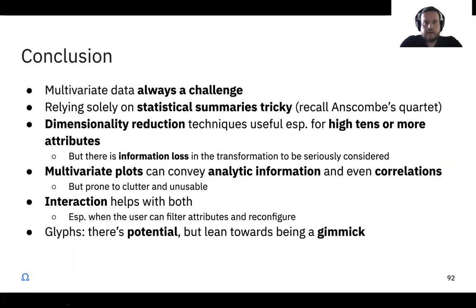To conclude our lecture, multivariate data is always a challenge. It's very tricky to rely solely on statistical summaries, so recall Anscombe's quartet. Dimensionality reduction techniques are useful, especially for high tens or more attributes, because they are powerful enough to reduce high dimensional data as accurately as possible. But note that there is information loss in the transformation that has to be seriously considered.